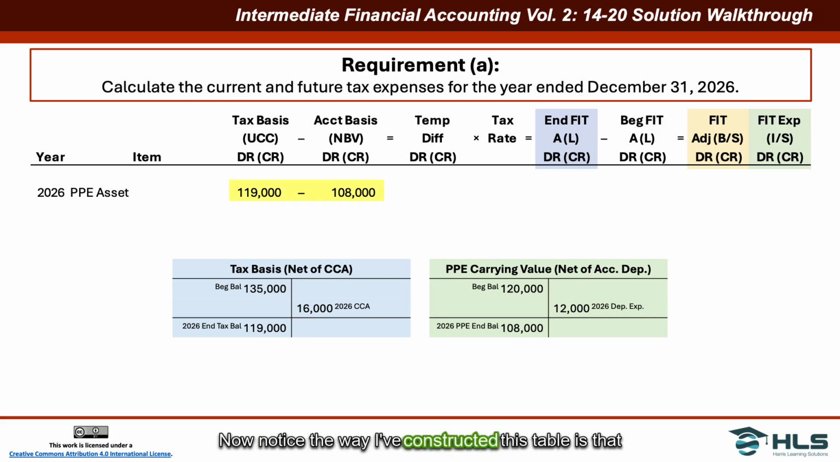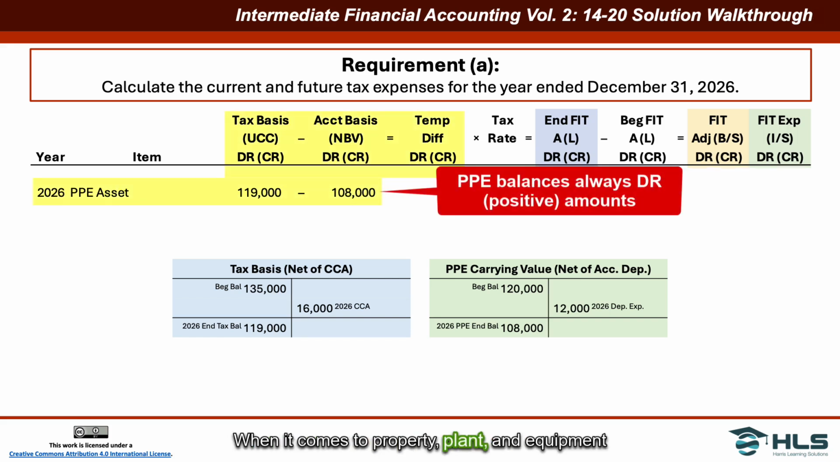Now notice the way I've constructed this table is that any positive amount would be a debit and any negative amount a credit. When it comes to property, plant, and equipment, neither the tax basis nor accounting basis can ever be negative. They're always debits, because otherwise that would imply that you have a negative property, plant, and equipment asset, which is impossible.